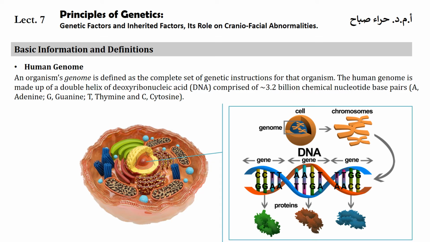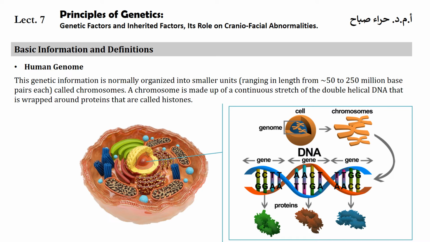So, the meaning of a human genome. An organism's genome is defined as the complete set of genetic instructions for that organism. The human genome is made up of a double helix of deoxyribonucleic acid, DNA, comprised of 3.2 billion chemical nucleotide base pairs, which are adenine, guanine, thymine, and cytosine. This genetic information is normally organized into smaller units ranging in length from 50 to 250 million base pairs each, called chromosomes.